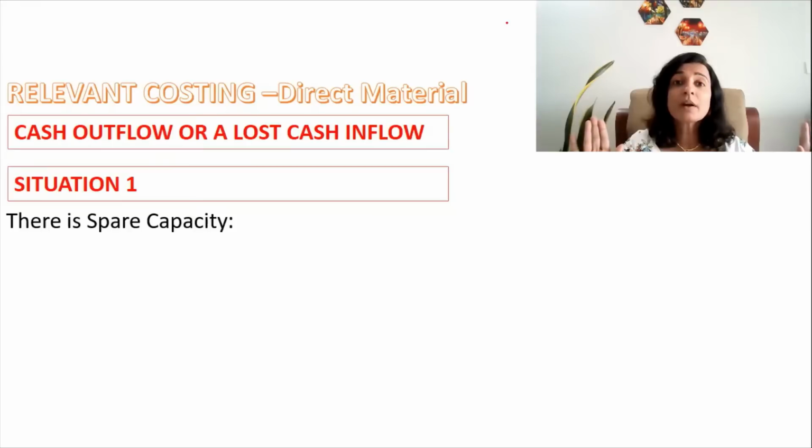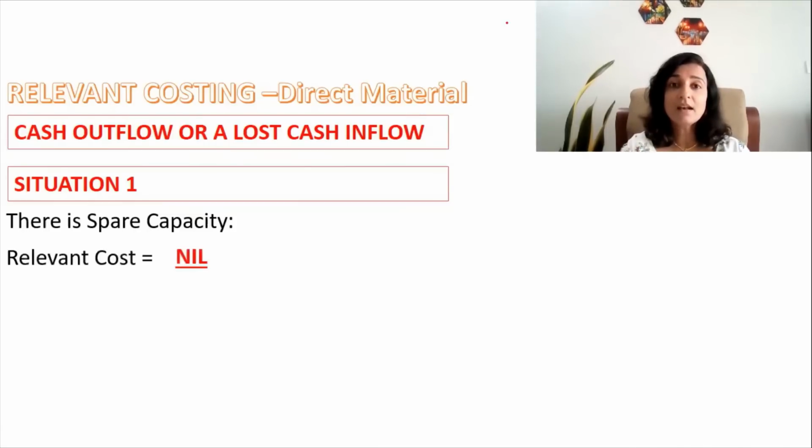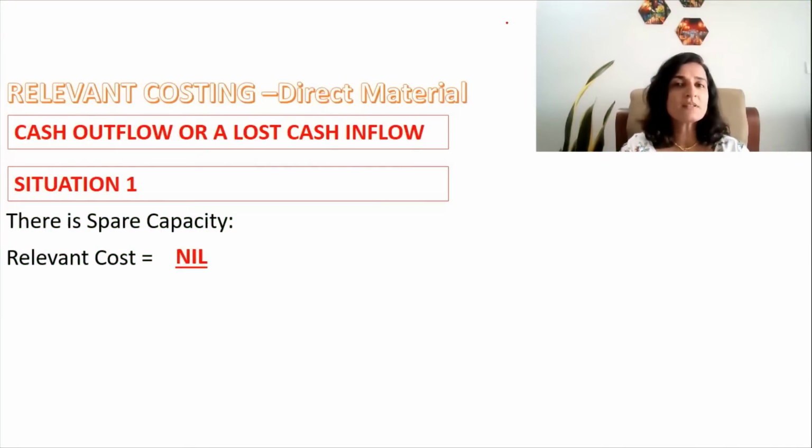No extra payment required. So whenever there is spare capacity, the relevant cost is nil. Why? Because there is no extra cash outflow taking place. The existing workers who are remaining idle are being used for the new job. So the relevant cost is nil because there is no cash outflow taking place.